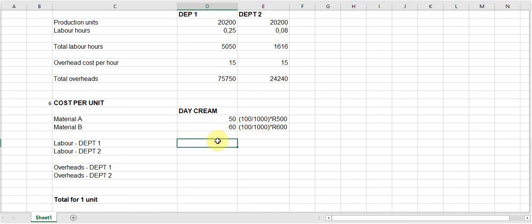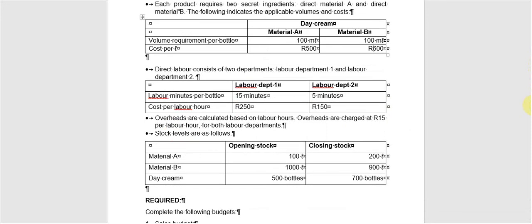We are in the labor part. We have labor department 1 and labor department 2. Going to the labor information, for department 1 it is 15 minutes at 250 Rand an hour. For department 2 it's 5 minutes at 150 Rand an hour. Again, we encounter the same problem. We have minutes and we have hours. Everything needs to be expressed in the bigger measurement, which is hours.